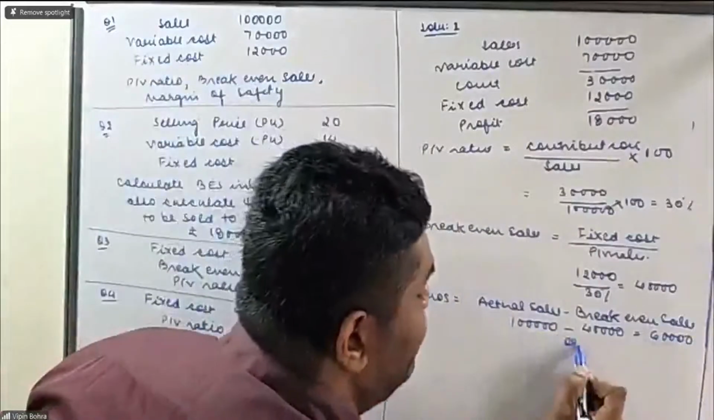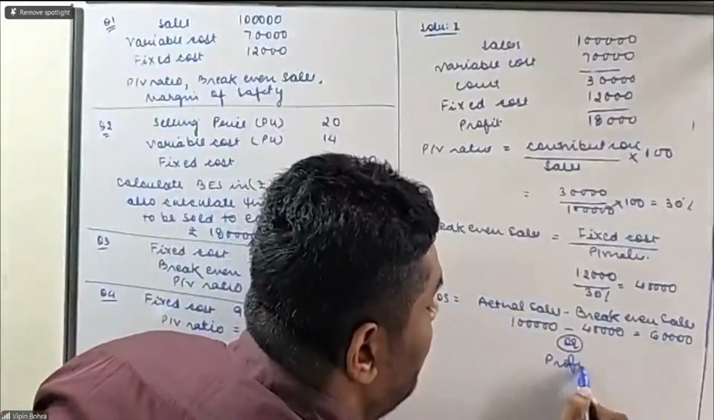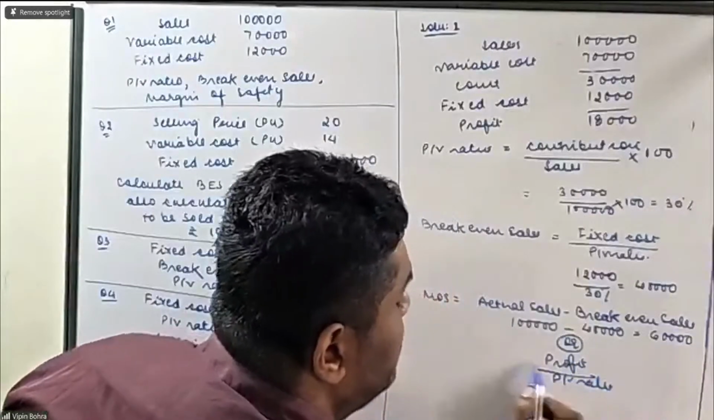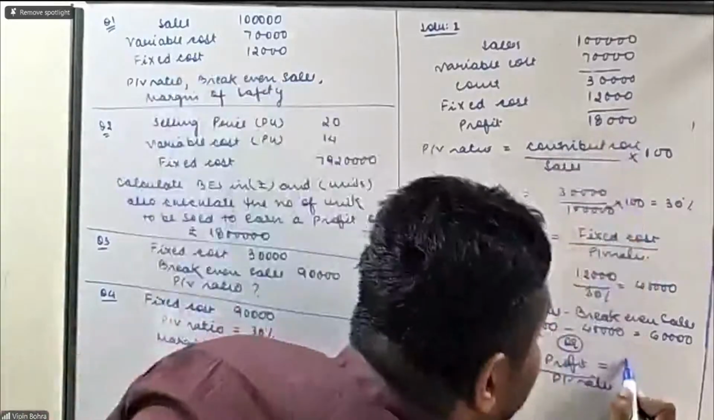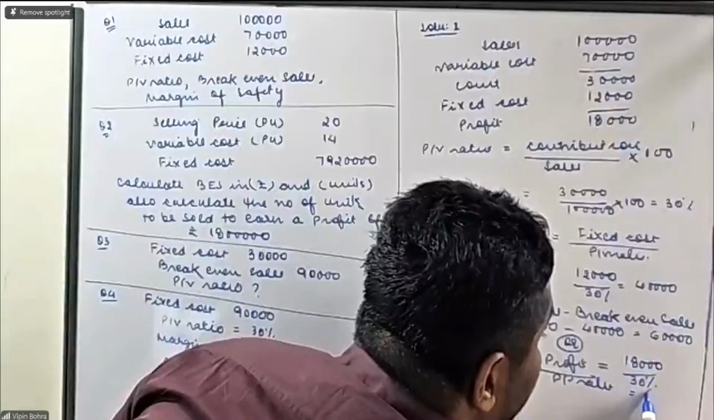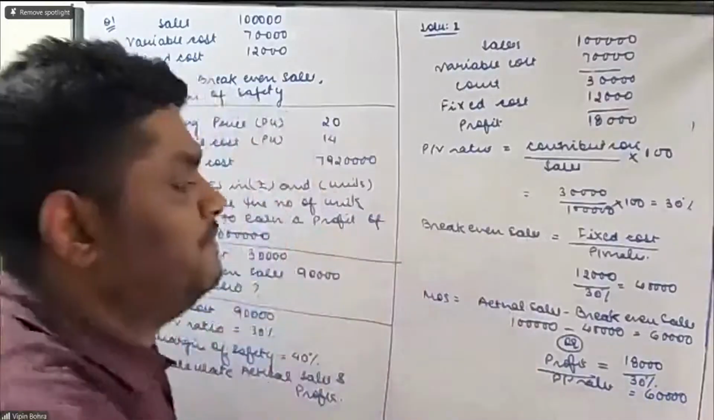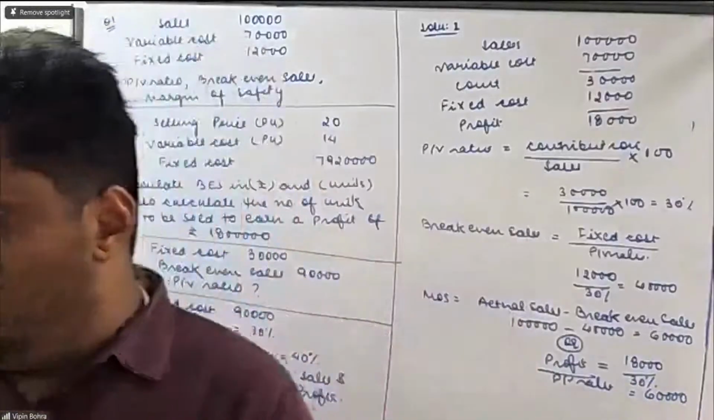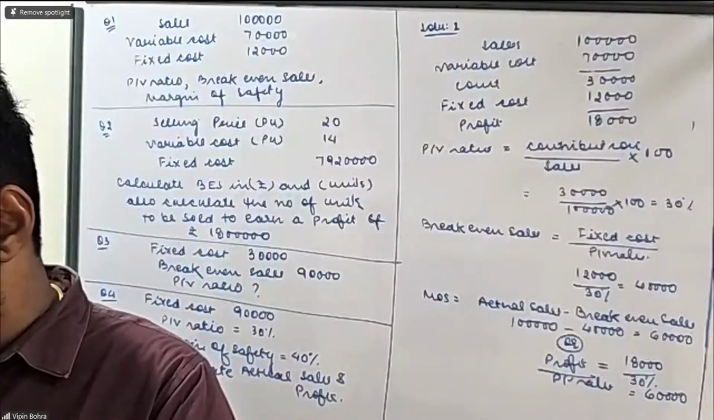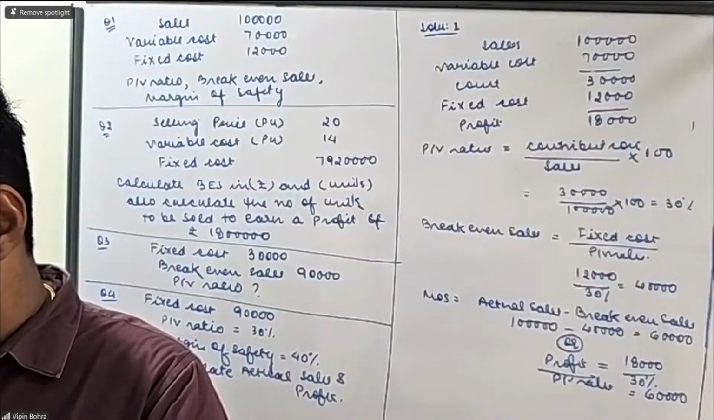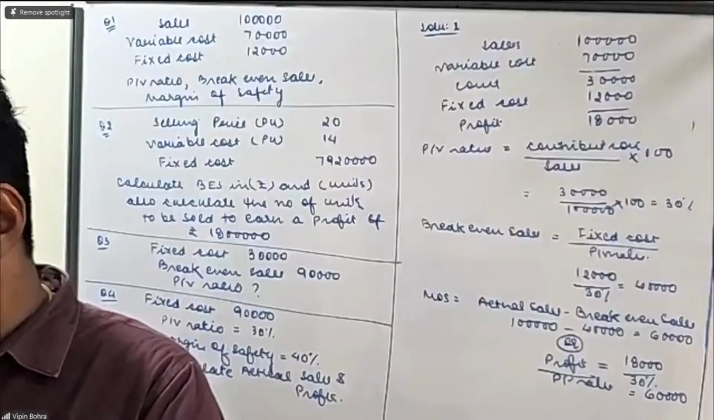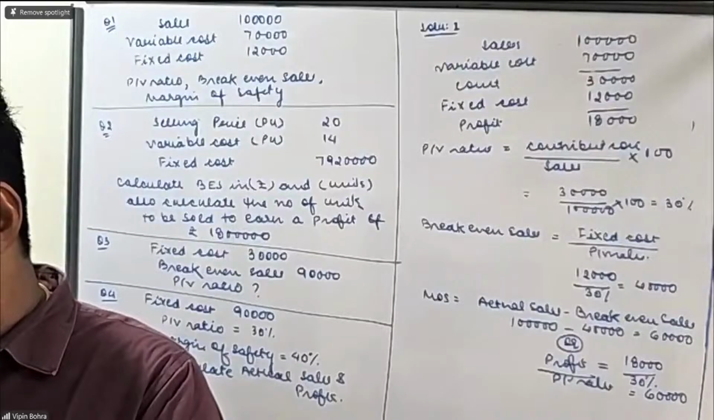Again, there is an alternate formula. Profit divided by PV ratio. It will be same. Profit is 18,000 divided by 30%. You will get same 60,000. Very good, Naina. Now it is correct. Anil, now it is correct. Sunil Kumar, please recheck.